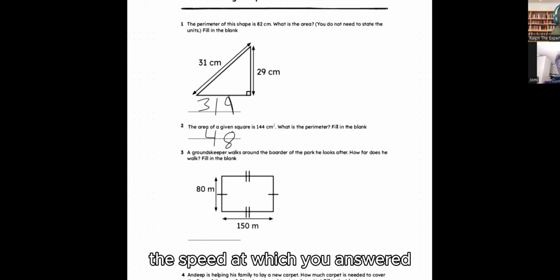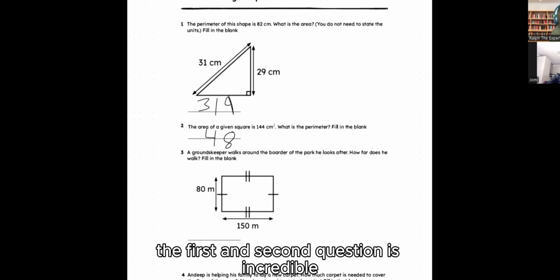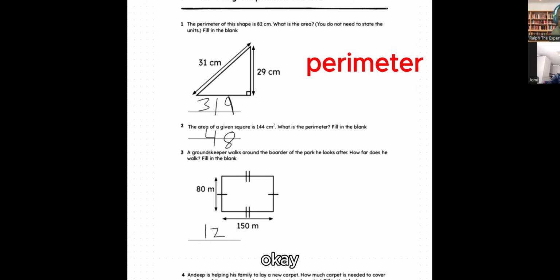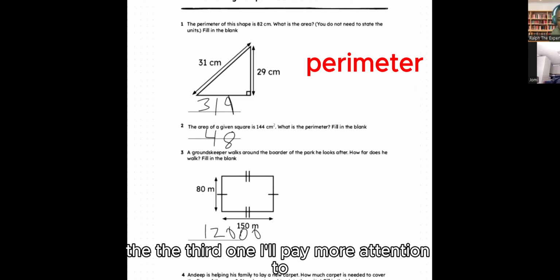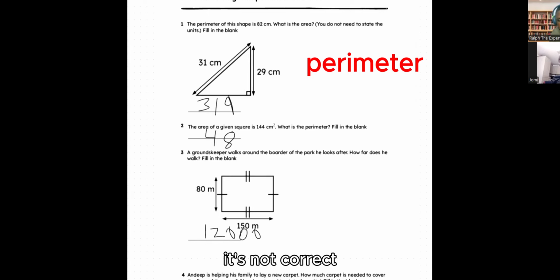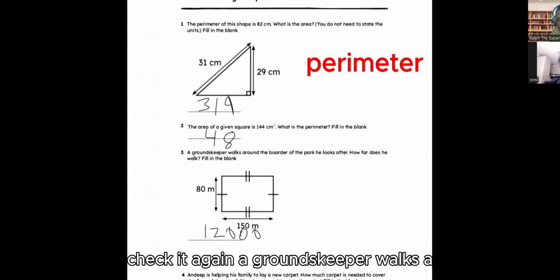The speed at which you answered the first and second question is incredible. Okay. And that's thanks to calculator. There's the third one. Pay more attention to it. It's not correct. Check it again.